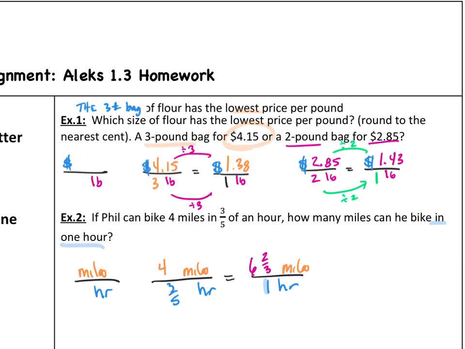Okay, so you should have been able to come up with this and seen that for the 3 pound bag, it winds up being $1.38 per pound, and for the 2 pound bag it winds up being $1.43 per pound. So the cheaper price is the 3 pound bag, because $1.38 is cheaper than $1.43. So your answer would be right here, that the 3 pound bag of flour has the lowest price per pound. Notice that when we write out our answer, all we're really doing is rewriting that sentence, plugging in the value. We're just taking the question and making a statement out of it.